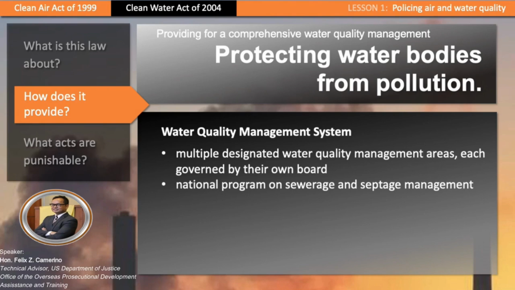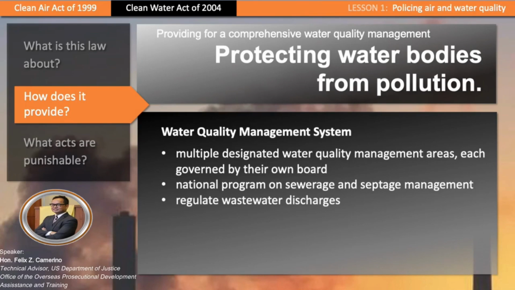The other thing worth mentioning about this water quality management system is that it also covers national programs on sewerage and septage management. So that's the sewage system and the septic tank, the septic systems. Those things are also covered under this water quality management system.